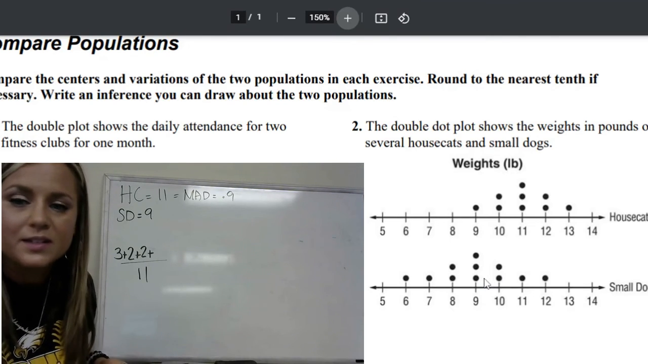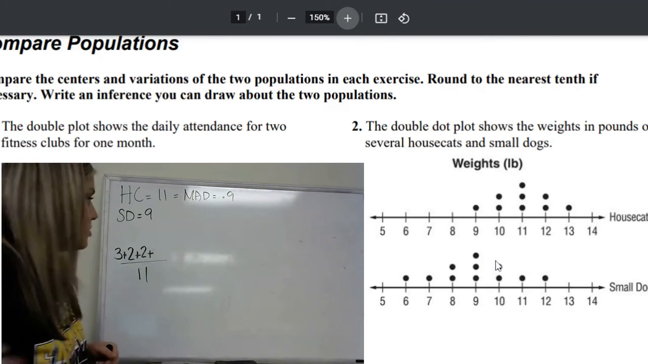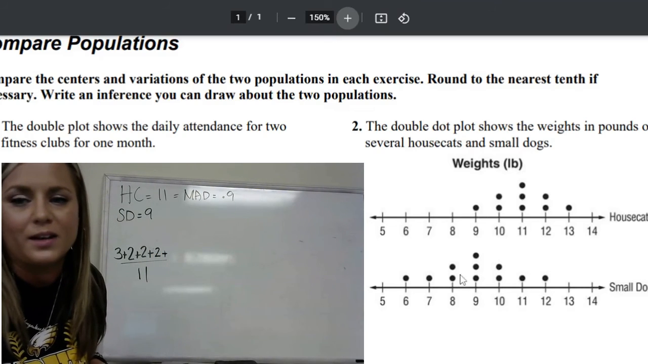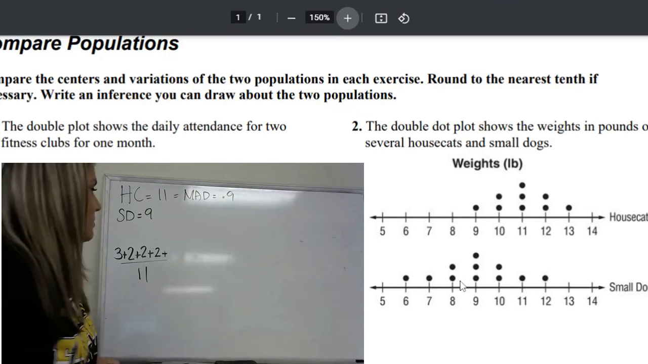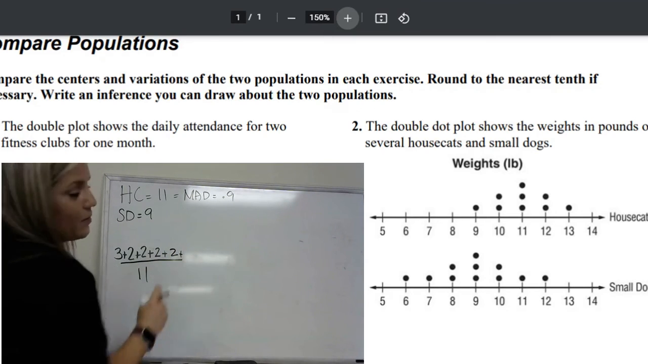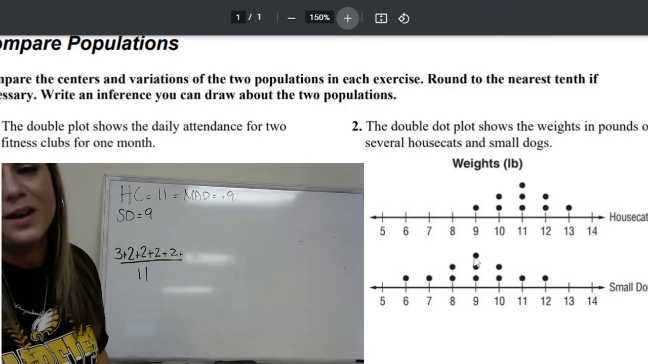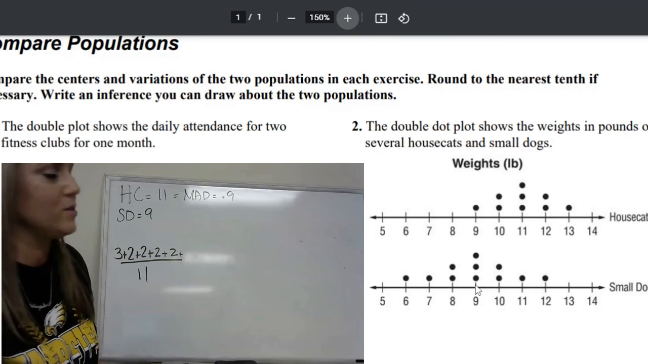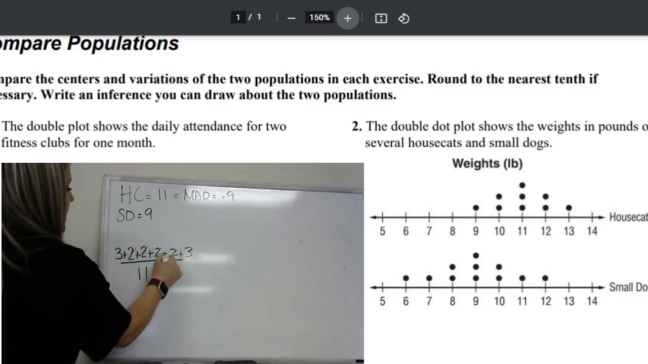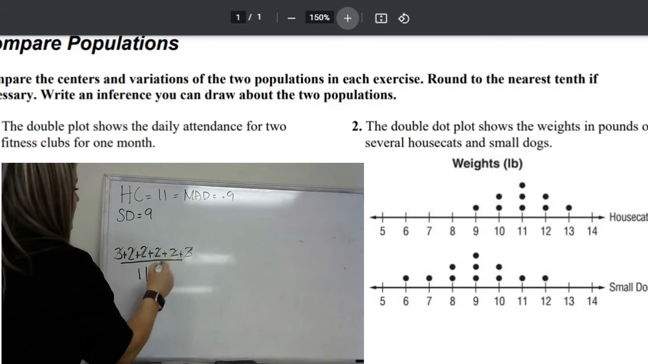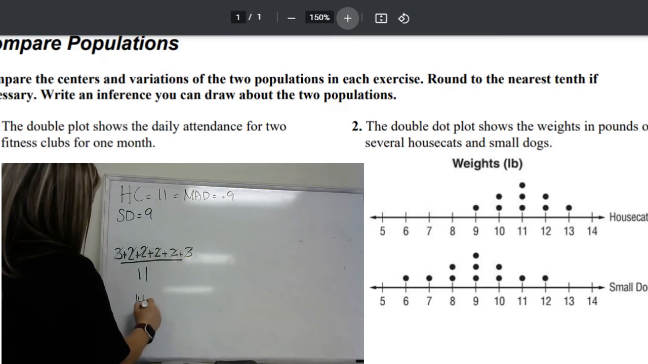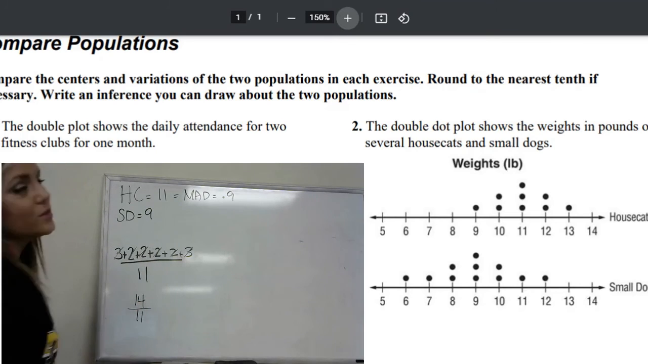And then we've got 10 minus 9, which is 1. And I have 2 of those, so I'm going to do plus 2 again. And then 11 minus 9 is 2. So I'm going to put plus 2 again. And then 12 minus 9 is 3. So I'm going to put plus 3. And if I add these up, 2, 4, 6, 8, and then 6, which is 14. So 14 divided by 11.